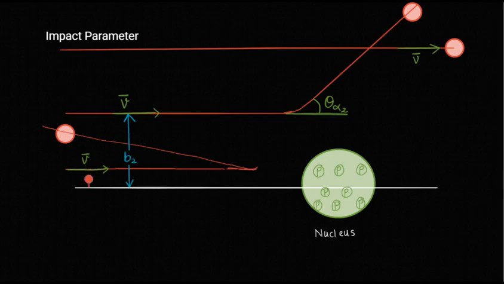The distance of this velocity vector from the center of the nucleus, when it is farthest from the nucleus, this perpendicular distance will be your impact parameter. For this third alpha particle, I'll represent it with P3. So in this case, you have the smallest impact parameter.